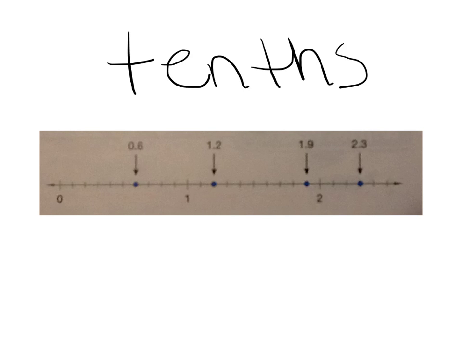Just as tenths of a centimeter can be written as a decimal number, so can tenths on a number line. Here we show a number line with the distance between whole numbers divided into tenths. I am saying tenths with the THS. On this number line, we show the decimal numbers represented by 4 points on the number line.